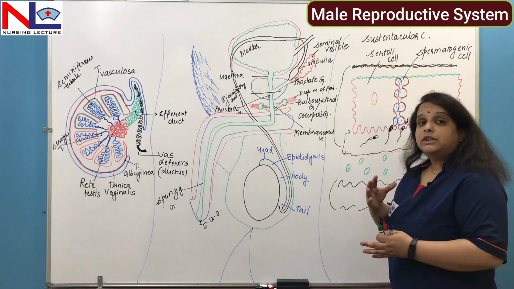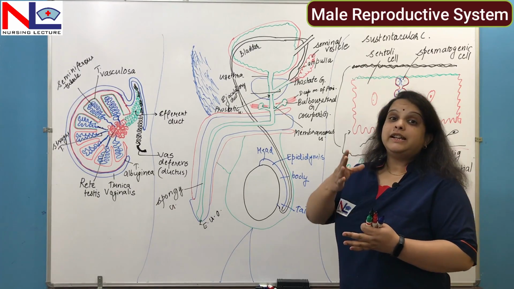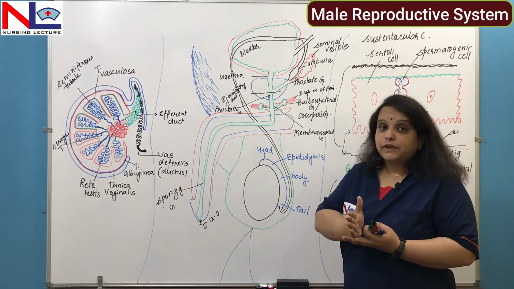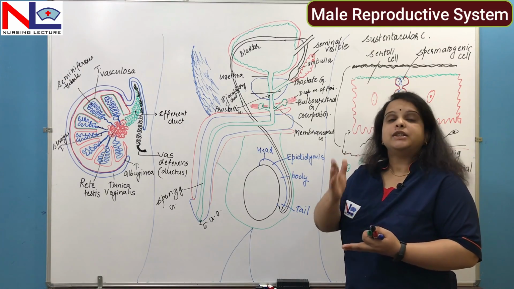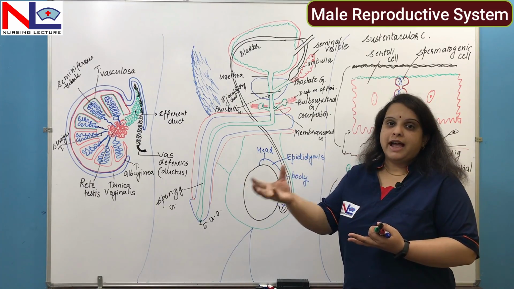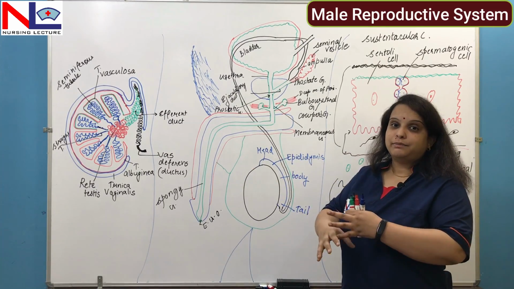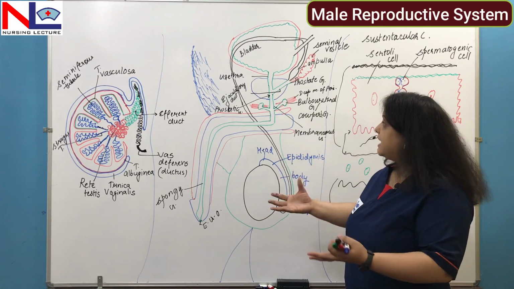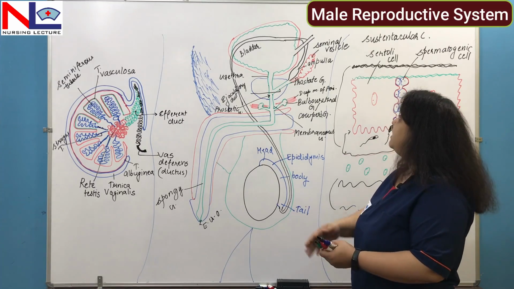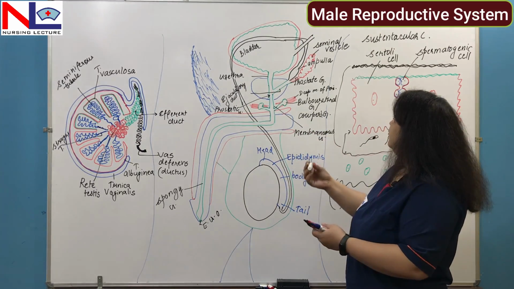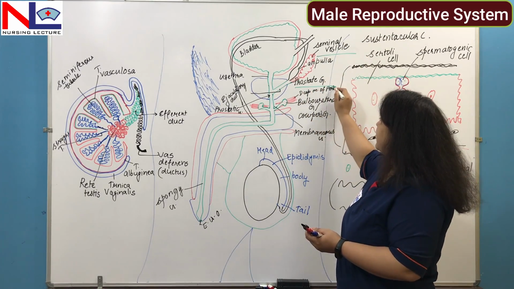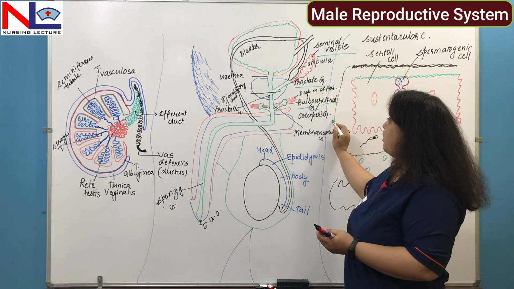Okay, now the other important part is the accessory sex glands which are responsible for the formation of the liquid portion in the semen. So what is semen? Semen is a mixture of sperm plus seminal fluid, and the seminal fluid is the fluid part contributed by various ducts as well as the accessory sex glands. Okay, so there are basically three accessory sex glands: seminal vesicle, prostate gland and the bulbourethral gland or Cowper's gland.